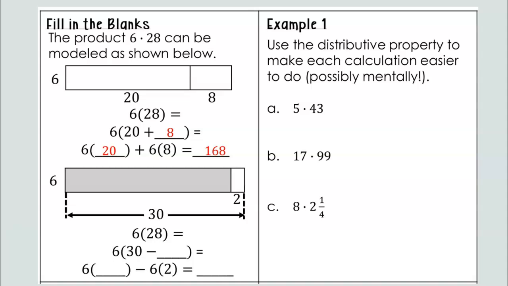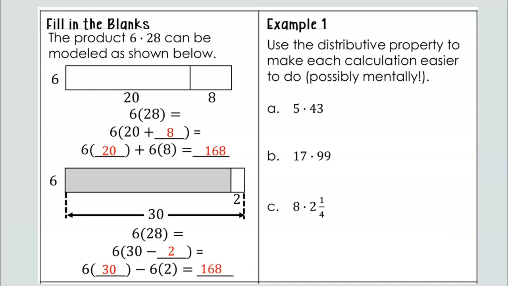You can also do this as a larger number and subtracting the 2. So 30 minus 2 gives us the 28. So we're actually doing 6 within the parentheses, 30 minus 2, and then we can break that apart and take the 6 times the 30 and the 6 times the 2, subtracting both of those numbers and getting 168.